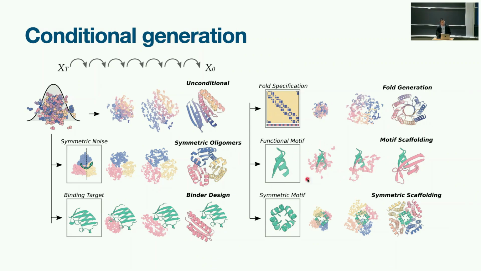Or you can do an in-painting task where you give the model a partial protein and ask it to generate the rest. And the cool thing is that you can also combine multiple conditions together. So here we're combining both symmetric generation and motif in-painting generation, doing both symmetry and motif scaffolding here.